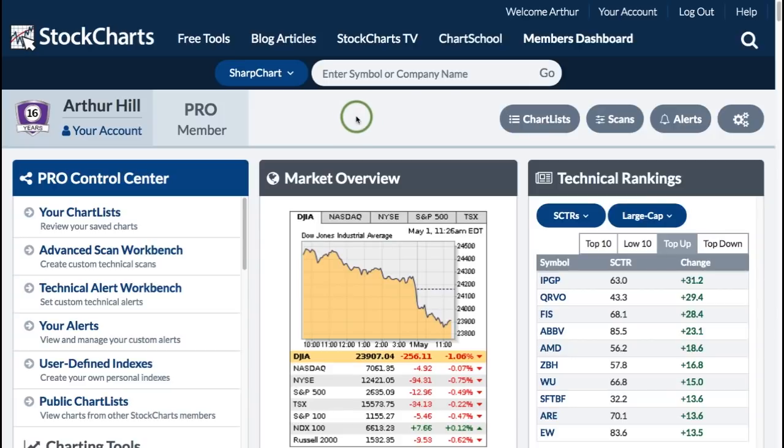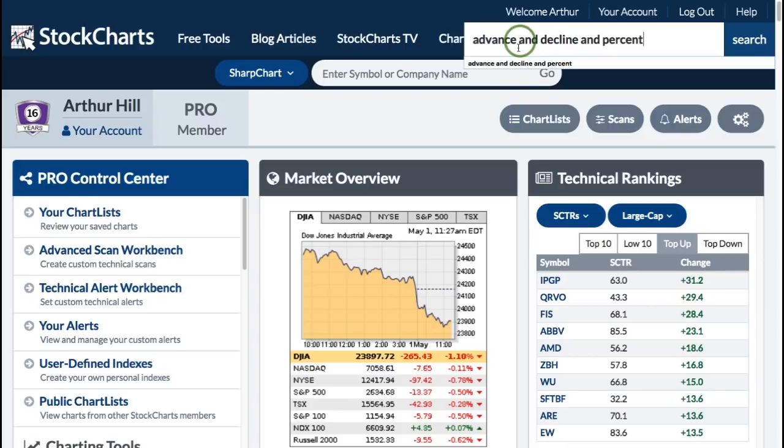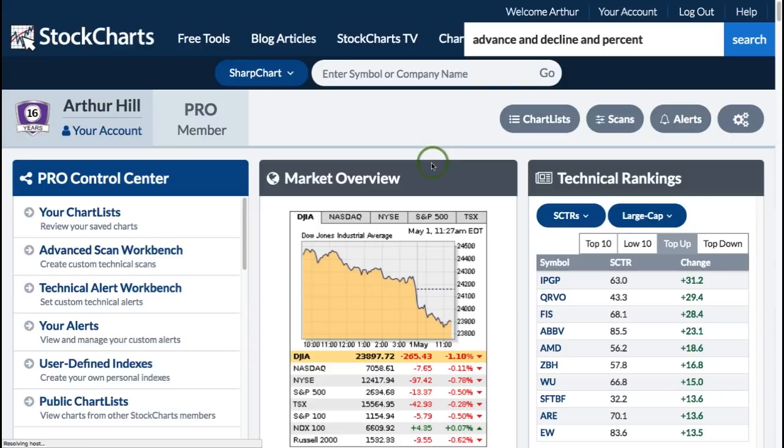Well, on any web page here at Stock Charts, you go to the top right and you're going to have a search function there. And if you type in your term, and I'm going to type in advance and decline and percent, which means that the results have to include all 3 of those words because they're joined with and. If I used or, then it could be advance or decline or percent, and I would get way too many results. But by using and to ensure that all 3 of these words are present, I'm going to get those symbols that I'm looking for.